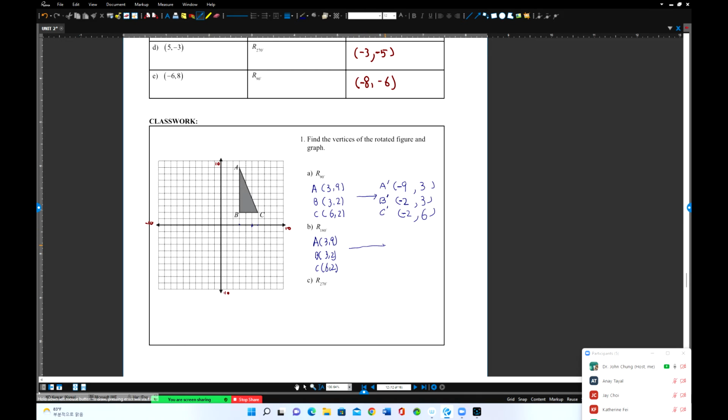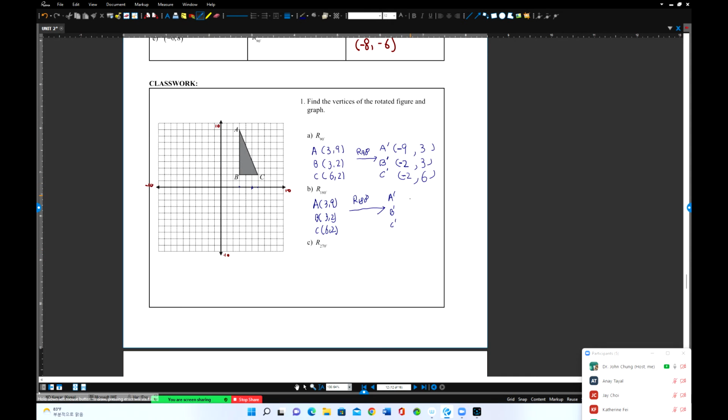Find out its image if this is a 180 degree rotation. A prime, B prime, C prime. Find the coordinates of its image. 270, same thing. We're going to use 3 and 9, same vertices. B is the same vertex. C is 6 and 2. At this time, R equals 270 degree. Find the coordinates of each image. I'm going to give you 1 minute. After 1 minute, I'll give you the answer. You can check it out. Okay.